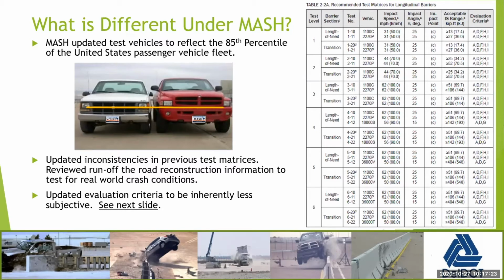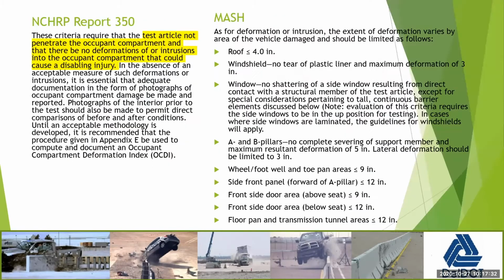And finally, this is the big one, so big that I'm going to have a couple slides on this. They made the evaluation criteria, which I showed you before, inherently less subjective. So what does that mean? I'm going to read this to you because it's really important. So bear with me. NCHRP report 350 over on the left side of the screen. These criteria require the test article not penetrate the occupant compartment, and there be no deformations of or intrusions into the occupant compartment that could cause a disabling injury. So the key word here is a disabling injury.